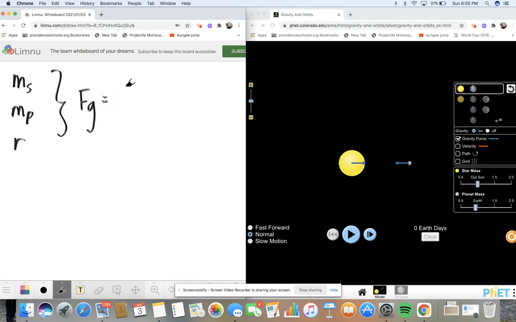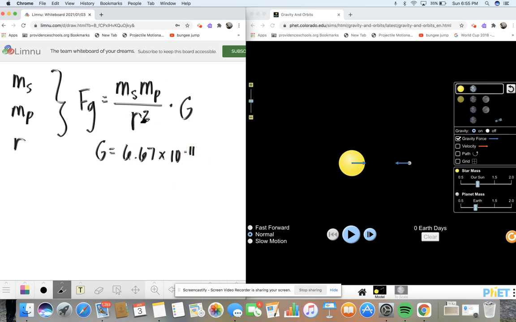It turns out the equation looks like this. Mass of the sun times the mass of the planet over that r value, that distance value, squared, times a constant called G, which is the gravitational constant. This is equal to 6.67 times 10 to the negative 11th.